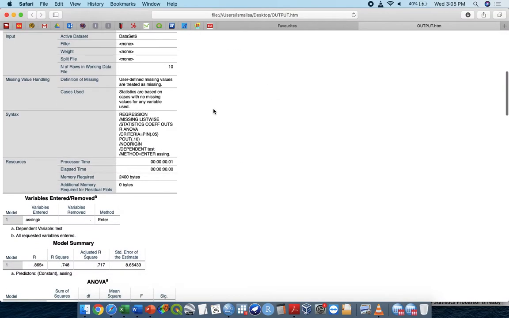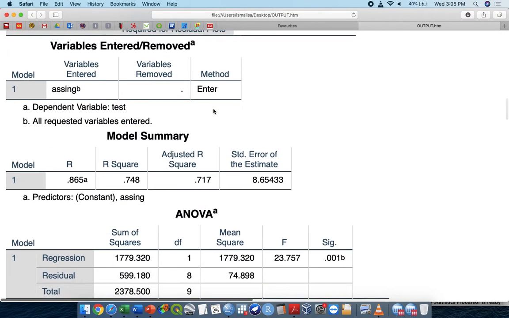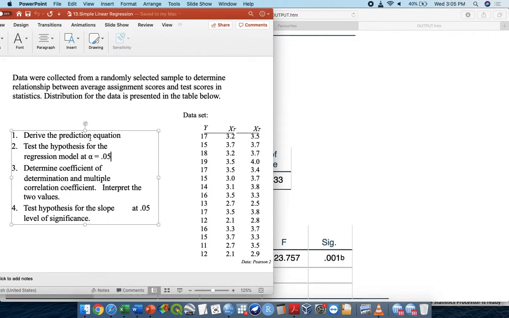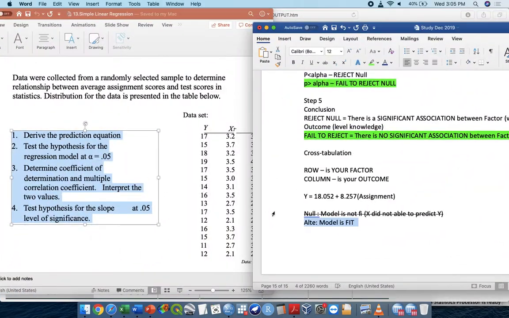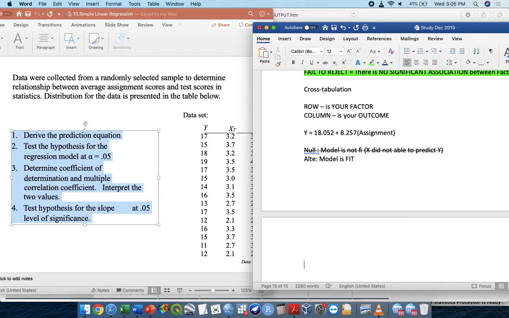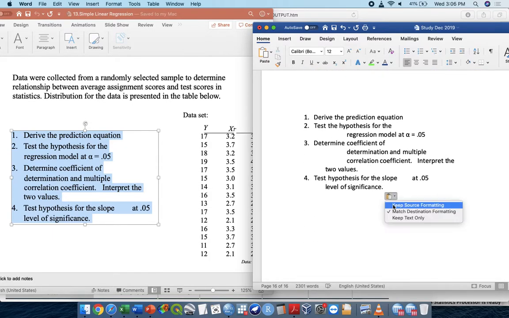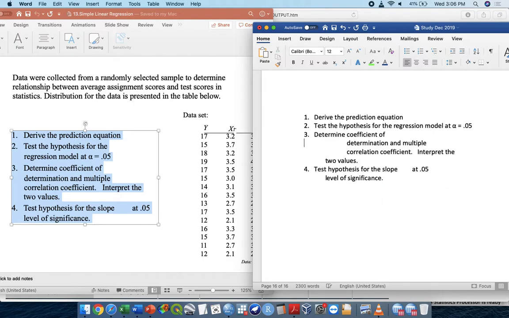So we are going to explain it together. The first one, I want to ask you: what is the first question? The first question is to derive the prediction equation. How do you want to derive it? You can wait for me until I give it to you, or you do it yourself. Okay, never mind, we do it together. Derive the equation. Can you derive it?